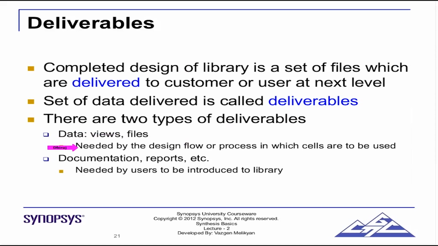which are needed by the design flow or processes in which the cells are to be used. So the views are actually the files which are used by the EDA tools to do the job. Second is documentation reports. Obviously, we will need the data sheets to make intelligent noise, right? This is not directly used by tools, this is a human readable format. The views here might not be readable by humans, might be in binary form, written by the EDA tool.